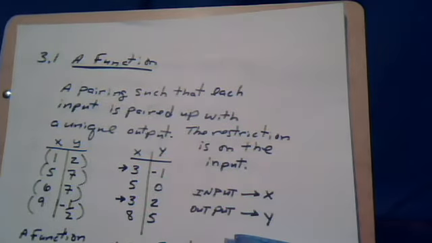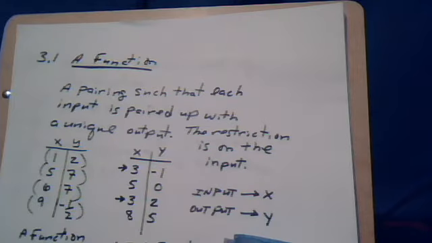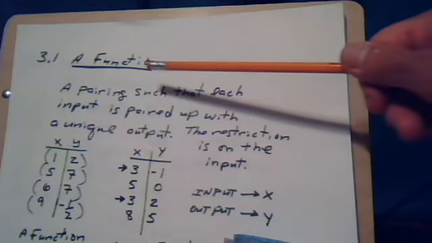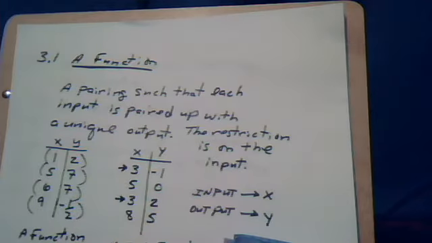A function. The idea of a function is very important. It has to do with a special type of pairing. For example, what's a pairing? Cause, effect, question, answer. Function is a special pairing, a pairing such that each input is paired up with a unique output.